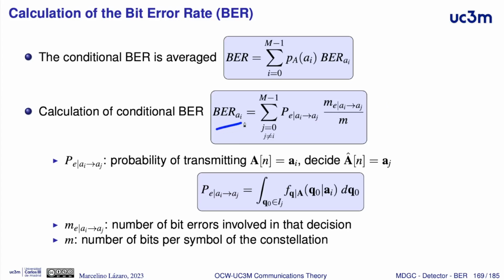To minimize the conditional bit error rate, the higher the probability of having a mistake, the higher the probability of deciding AJ when AI is transmitted, the lower this term must be to compensate in the bit error rate. And these probabilities of error are higher for symbols at minimum distance. Because of this, the Gray code minimizes the bit error rate for a given constellation. This is the optimal binary assignment technique.